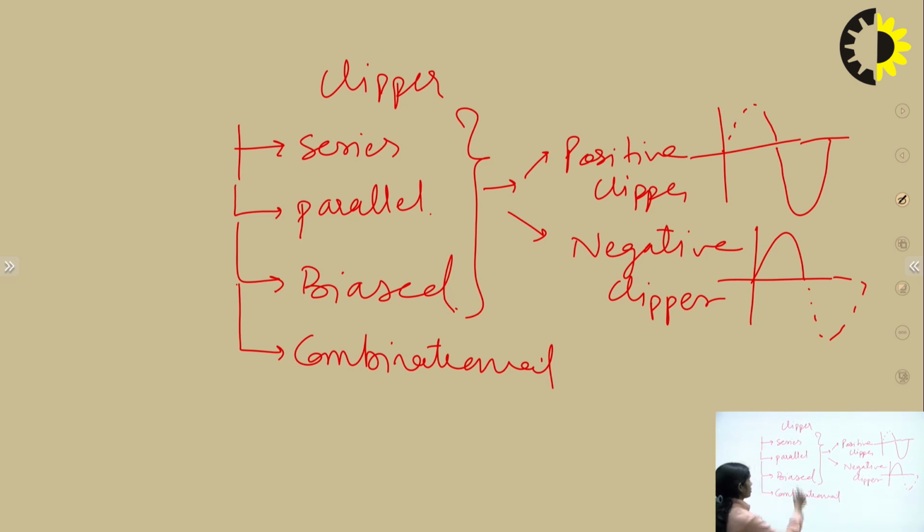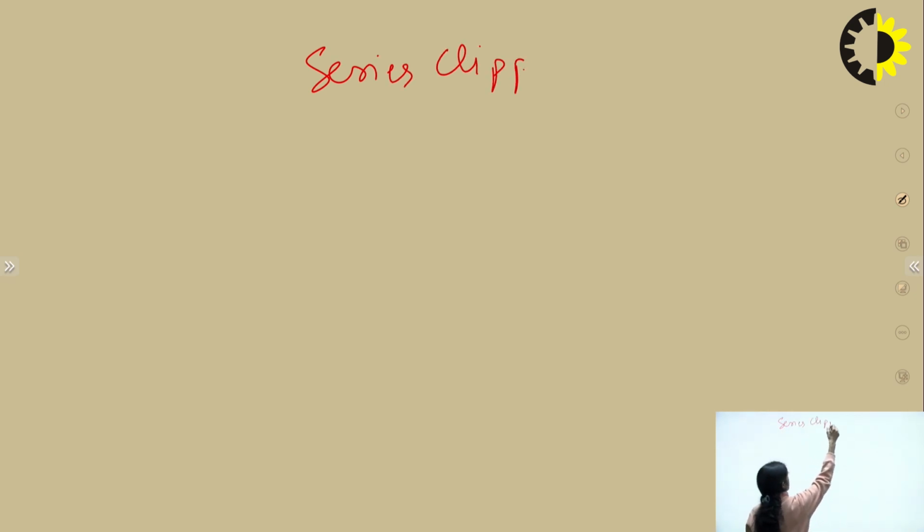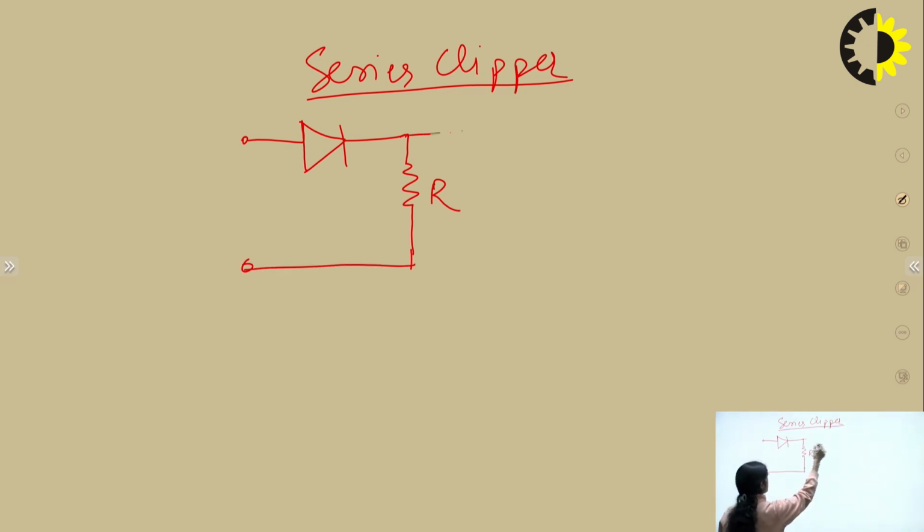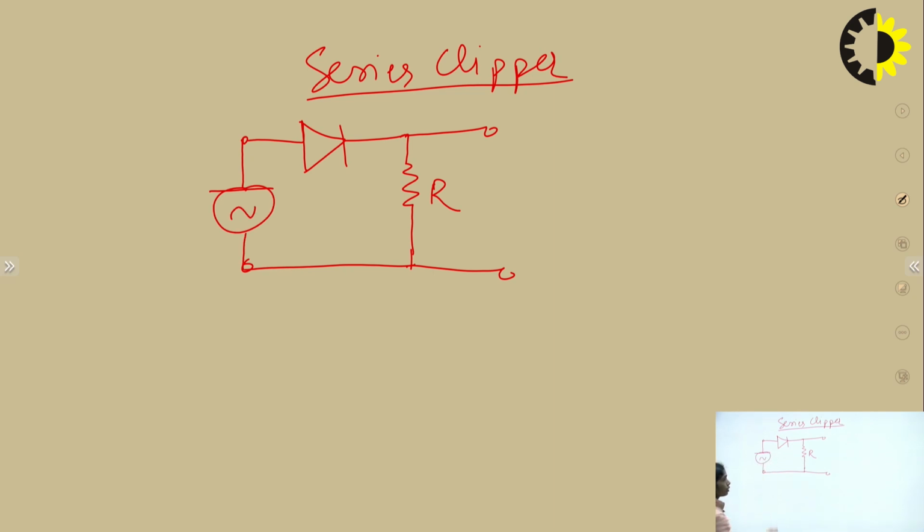In the series clipper, first we are going to focus on this arrangement. The diode is connected in series, and the resistance, or the load across which we take the output, is connected in parallel, or we can say shunt. This is how you connect the circuit as a series clipper. We give the input to the diode, and the output is taken across the resistor R, with the diode simply connected in series.